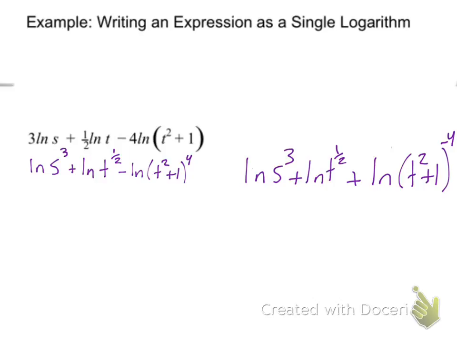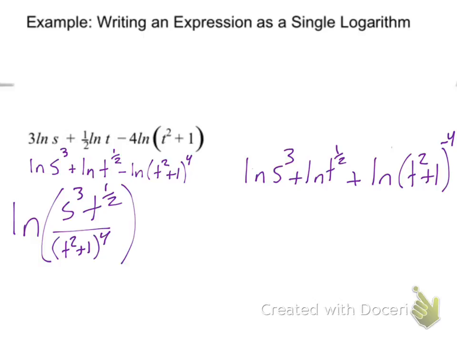The cool thing about it is, if you add the logs, you do what to their numbers? You multiply. When you subtract their logs, you divide. So it doesn't matter how many there are. The ones added go to the top. The ones subtracted go to the bottom. So this becomes natural log of s cubed t to the 1/2 over t squared plus 1 to the 4th power.